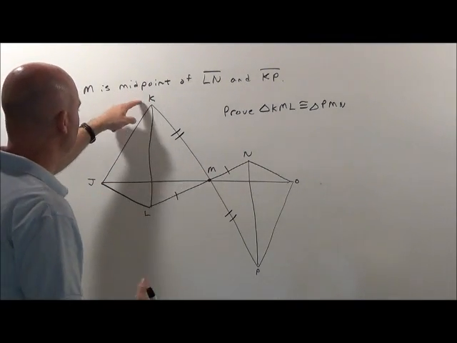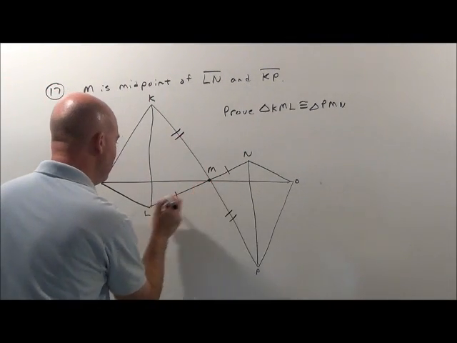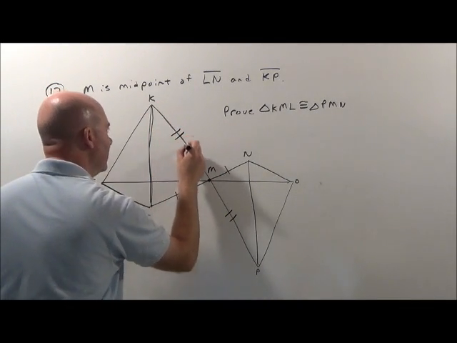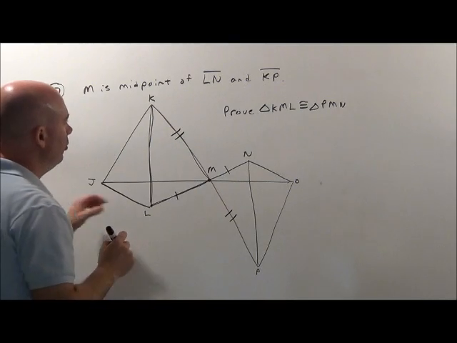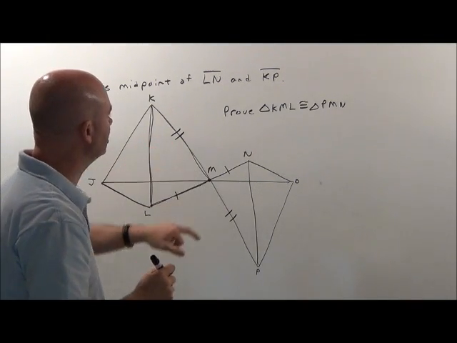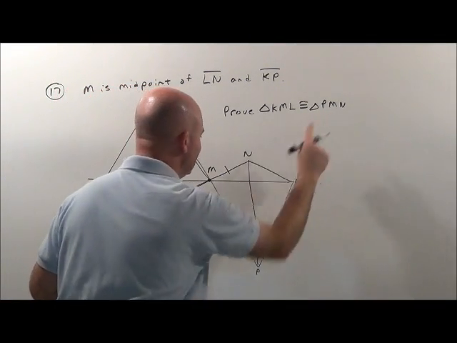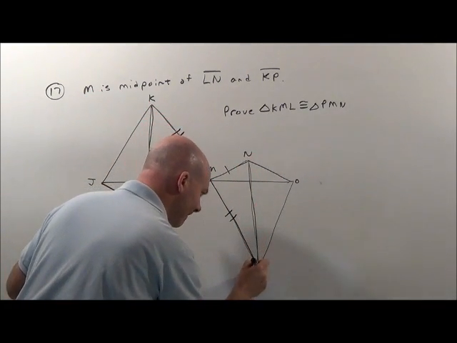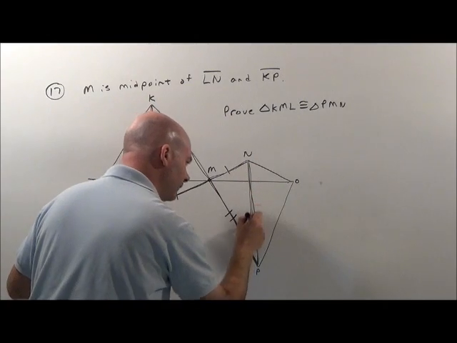well, let's find where KML is. KML, this triangle right here, right there, KML. What's going to allow us to prove that that triangle is congruent to PMN? So we're trying to prove those are congruent.